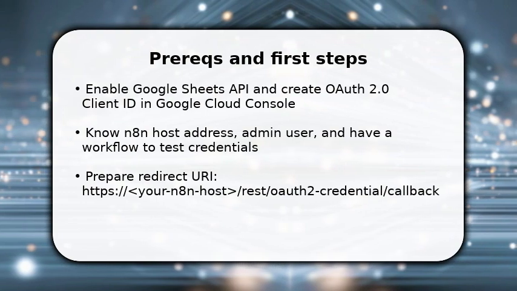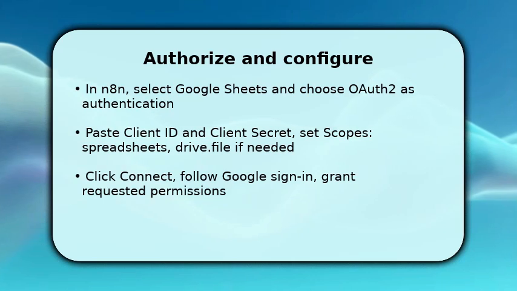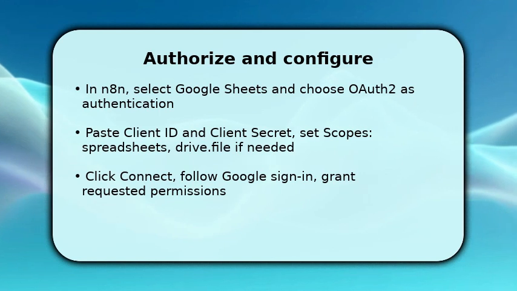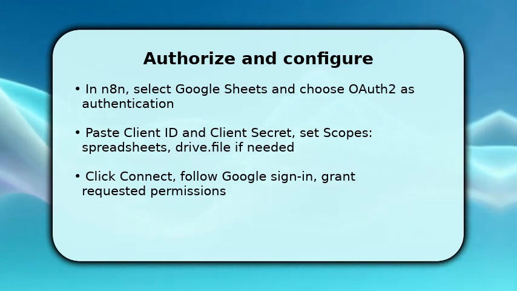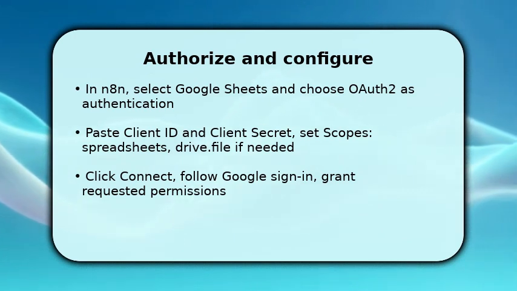You now configure the credential inside N8n. Create a new Google Sheets credential, pick OAuth 2, and paste the client ID and secret. Set the scope to at least spreadsheets, read-only or spreadsheets plus Drive.file if you need sheet creation. Then initiate the connect flow.